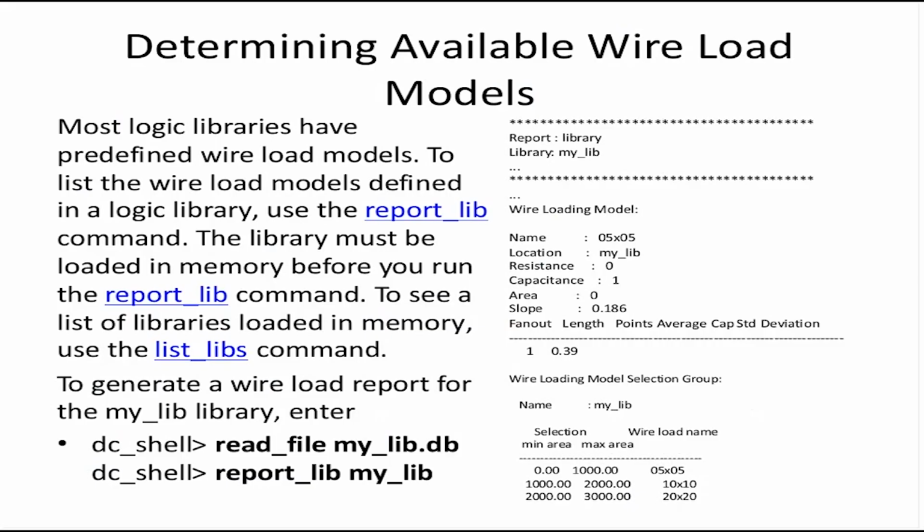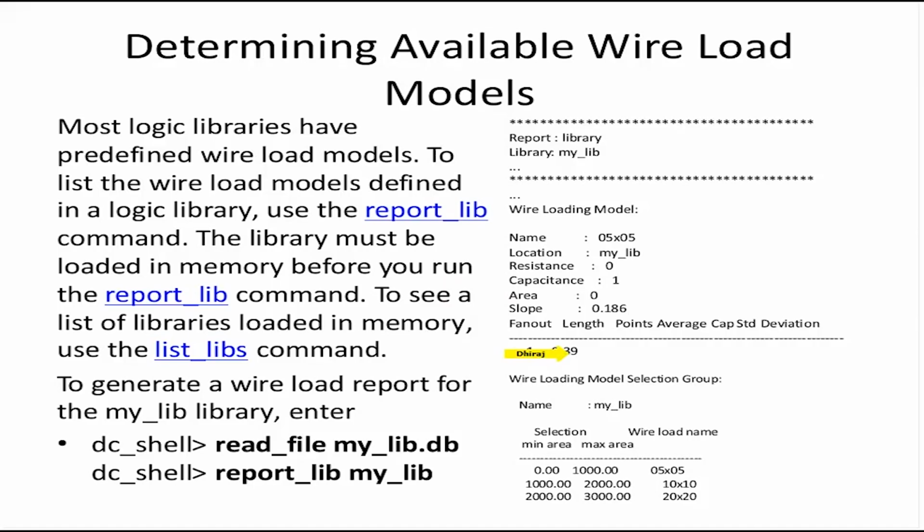Most logic libraries have predefined wire load models. You can open up your 90 nanometer CMOS generic library and verify this. You can use report_lib. Report_lib will also tell what the wire load model is. The report will be something like this, the one given on the right hand side. It will tell what all wire load models are available. For example, here 05 cross 05 is one wire load model. It has some values of R, C, and slope. It tells for what fan-out what the length is.